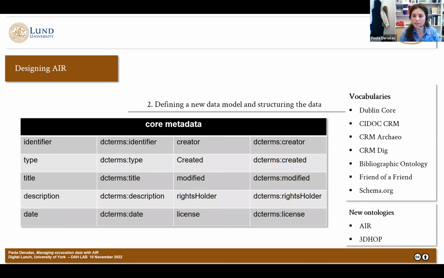And all the entities defined and described in our model share core information, like core metadata that have been described using the Dublin Core properties. And here in this table, you see an example: identifier, type, title, description, and date are all properties defined, described using the Dublin Core ontology.